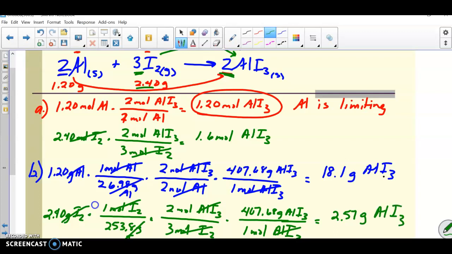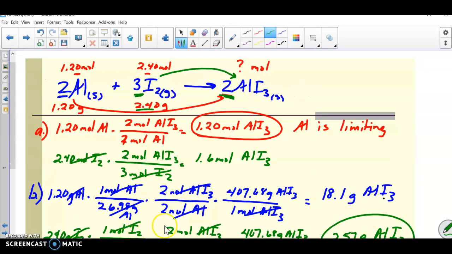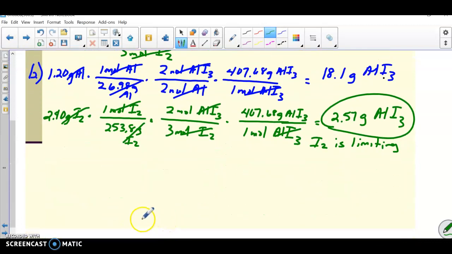Okay, in this case, this one produced the least. So when I use grams, that means iodine must be the limiting. I2 is limiting. Okay, so that clarifies that for us. Now, part C asked us, how much excess was left over? Okay, so how much excess was left over? So we want to know how much remains.